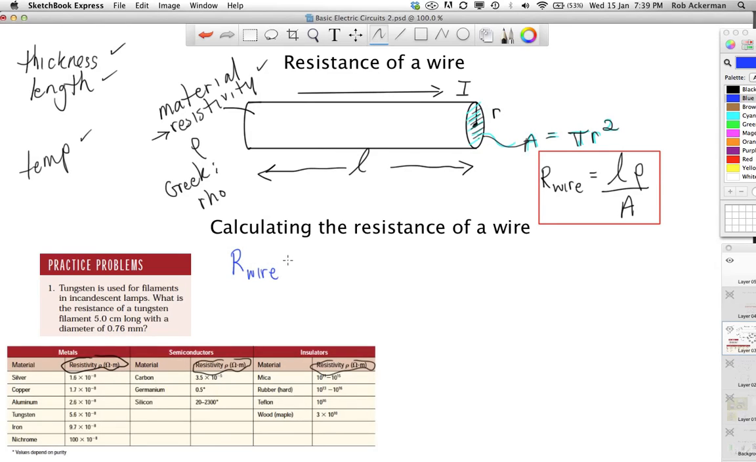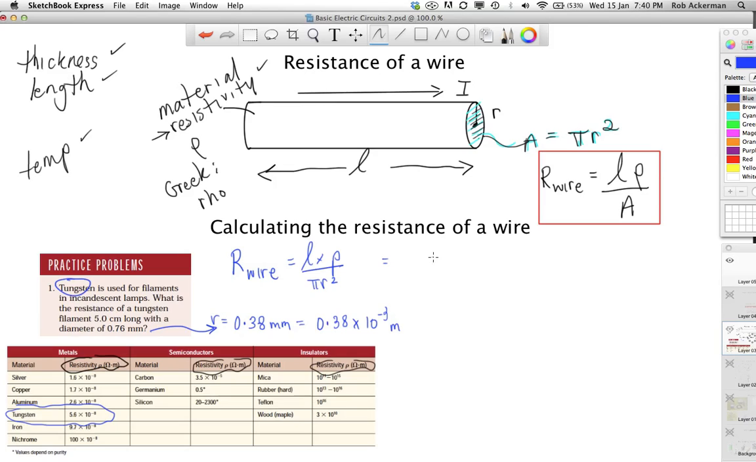What is the resistance of that wire if we're using tungsten, which is 5 centimeters long and a diameter of 0.76 millimeters? So we're going to use L times rho over pi r squared. But they told us that the diameter was 0.76, so that means the radius is 0.38 millimeters. And of course, we've got to convert that into meters, so don't forget to do that. And then they've said tungsten. They haven't given us the resistivity, so we look down in this table here and we find tungsten resistivity 5.6 by 10 to the negative 8.